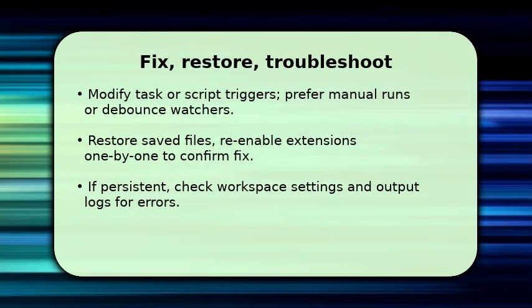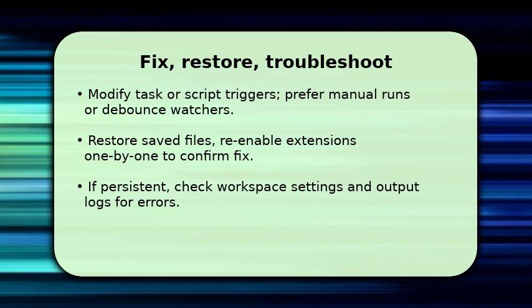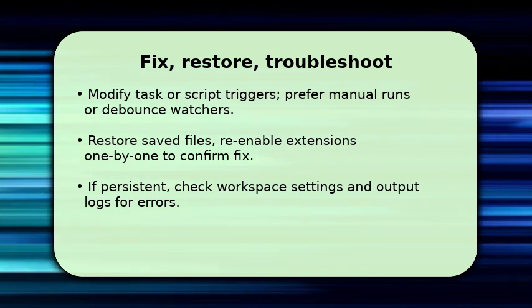Finally, apply a permanent fix. Edit tasks.json or package.json to remove automatic triggers or add debounce logic so file changes don't retrigger builds. Once done, restore your saved work and re-enable extensions one at a time to verify which caused the loop.